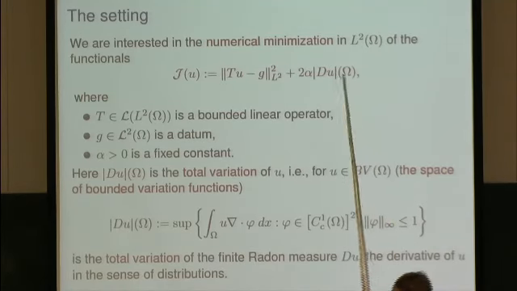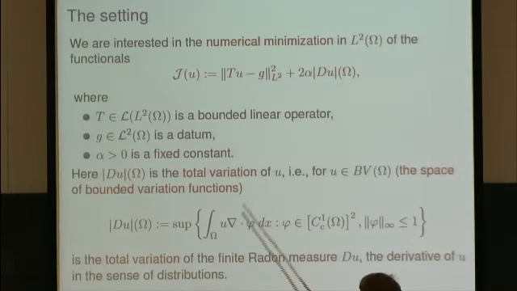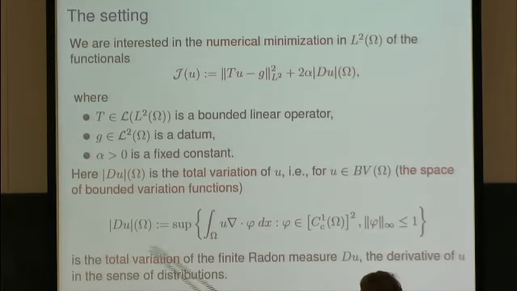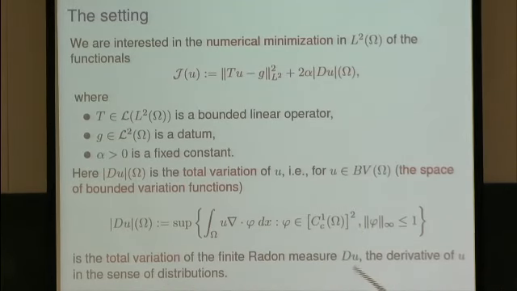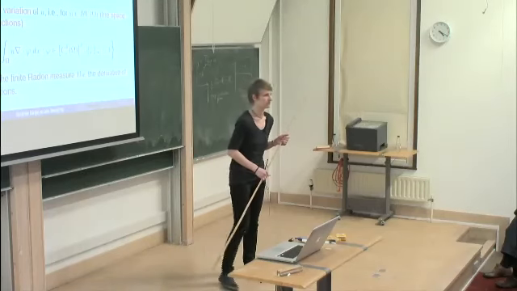And this is called the total variation of u. To be more specific, it is basically the total variation of the finite Radon measure Du, where Du is the derivative of u in the sense of distributions. So basically the total variation of u is the total variation of a measure, and this measure is the weak derivative of u.